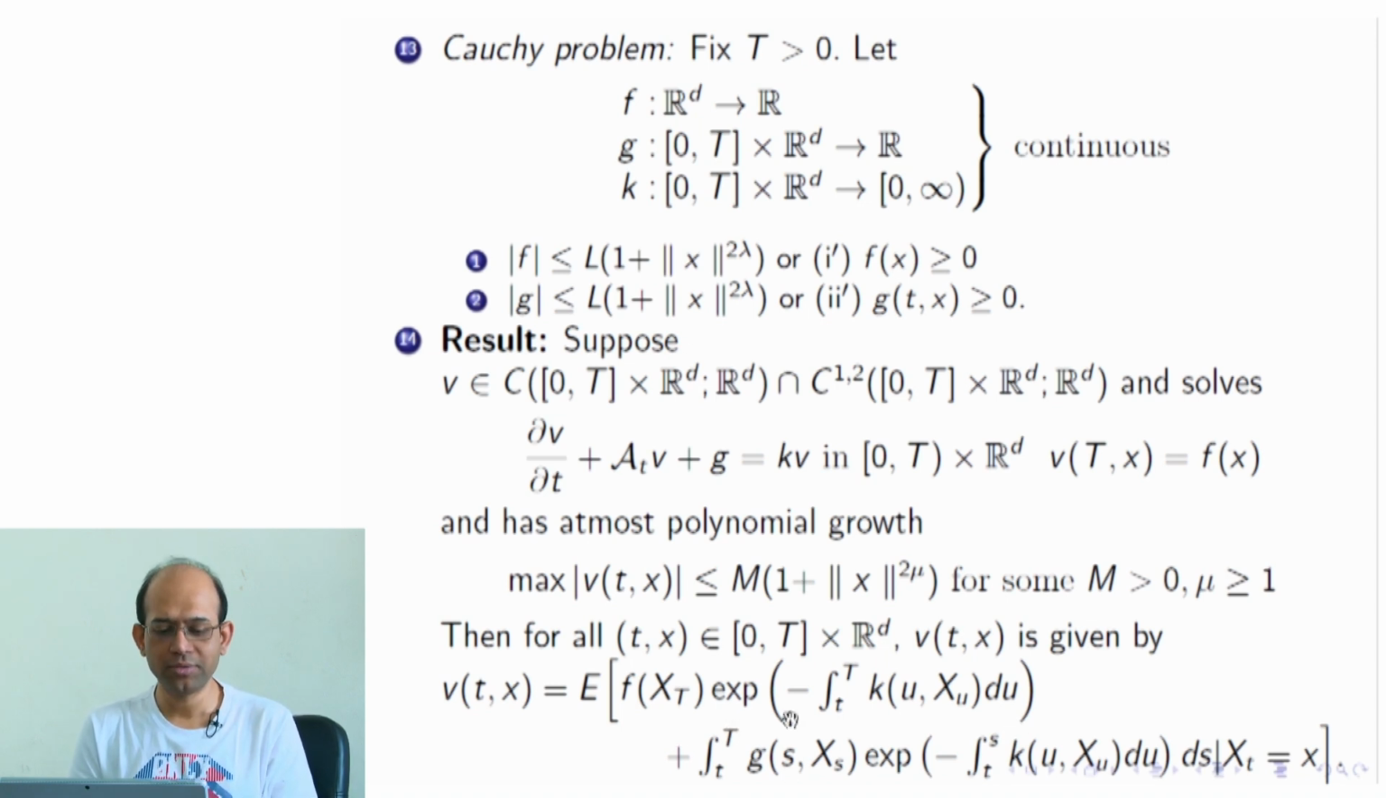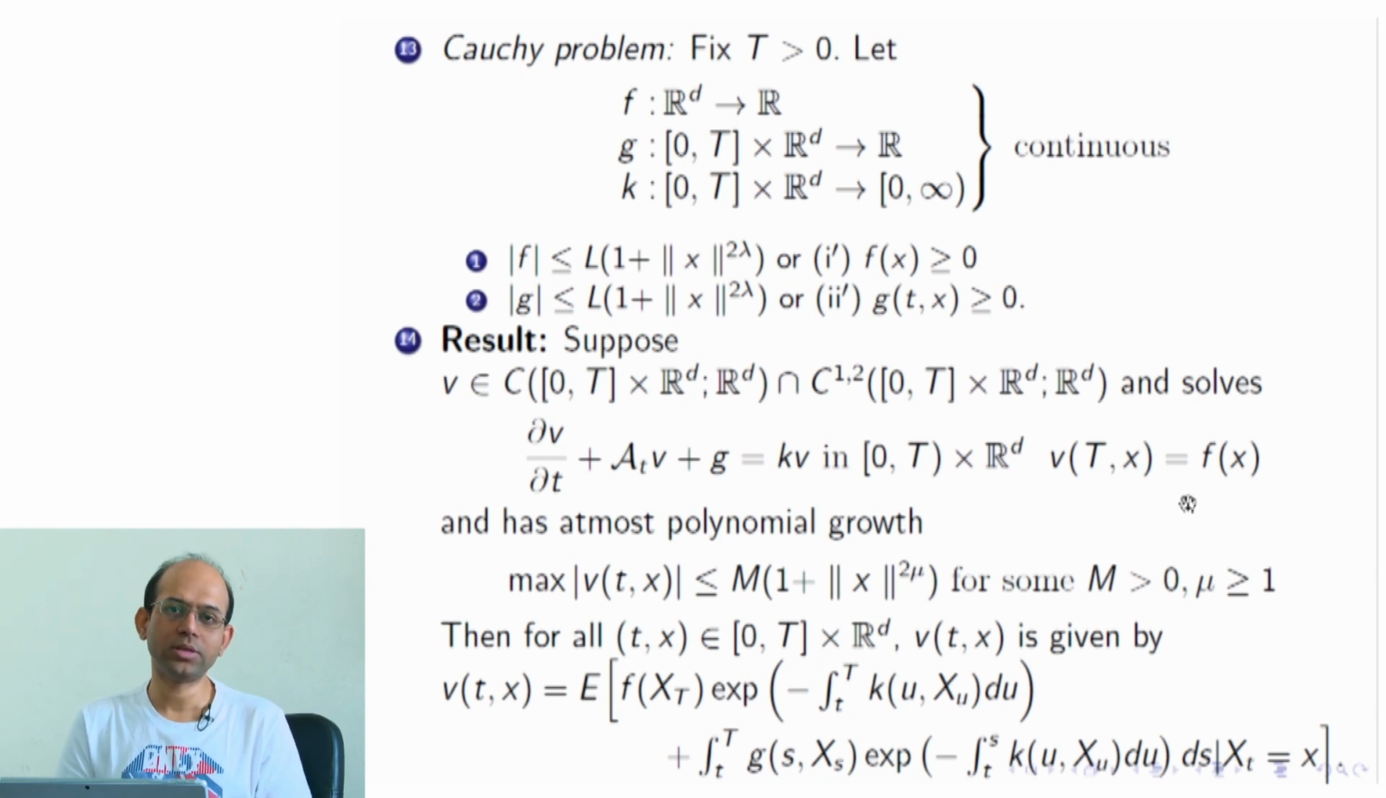A few things are pretty clear here. When small t is equal to capital T, we get e to the power of minus 0, because the integral is from T to T, so that would be 1, and the integral term will vanish. So it will be f(X_T) given X_T equal to x, that is f(x) itself, so you would get the terminal condition to be true.